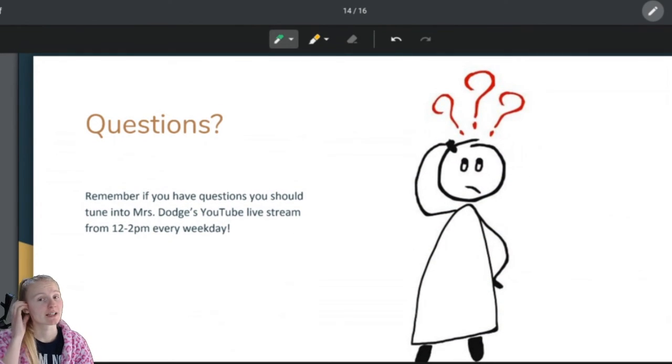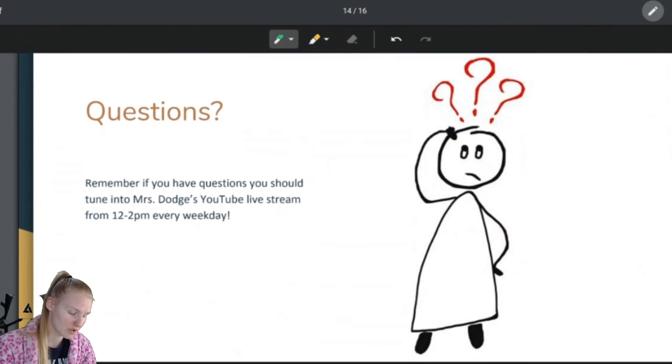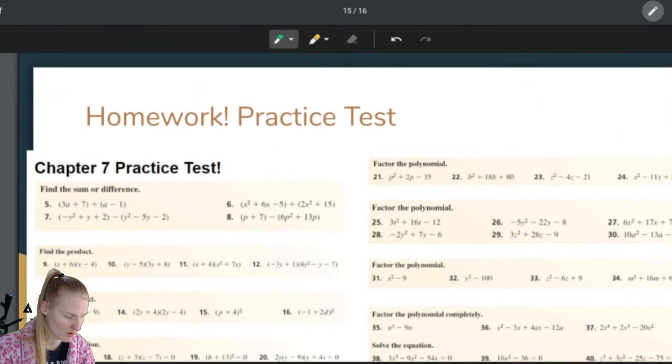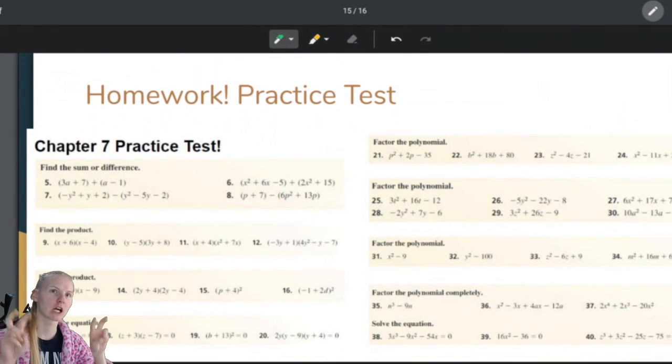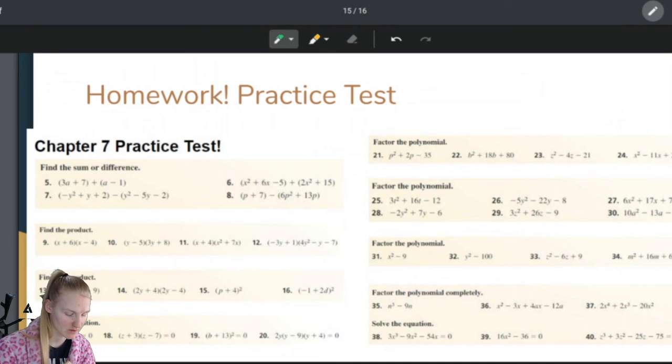Your homework for today will be a practice test. If you want to treat it like a test and do it without notes, without homework, without examples, without the internet, I would recommend it. See how much you remember from Chapter 7, and then you can always go back and grade it and redo it and fix your mistakes with your notes, your homework, and the internet, stuff like that. If you have questions, remember that you should tune in to Mrs. Dodge's live stream every weekday from 12 to 2 p.m. It's a good time. Come join us. And here is your practice test that will be homework, of course. I would recommend doing it without notes first time around, then fix it with notes and things.